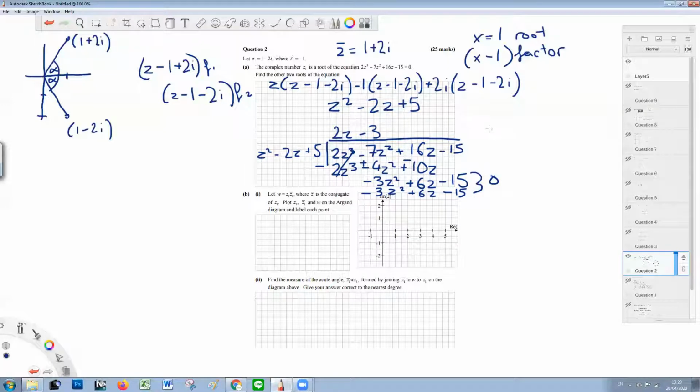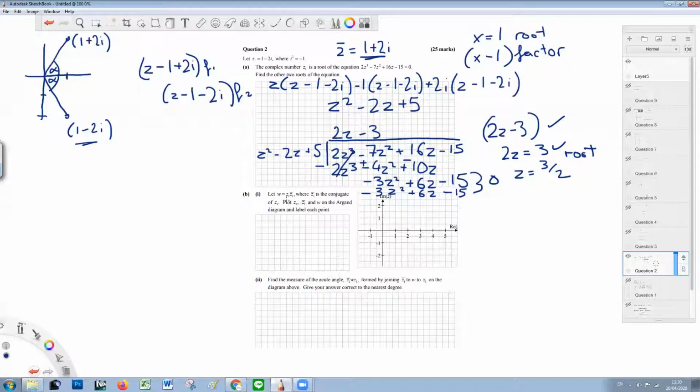And then our other factor is going to be 2z minus 3, which is a root: 2z is equal to 3, z is equal to 3 over 2. So there are your three factors. This is a factor, this is a factor, this is a factor, and you're asked to find the roots. So this is your root. That's your root. And this is the other root. So that's all done.